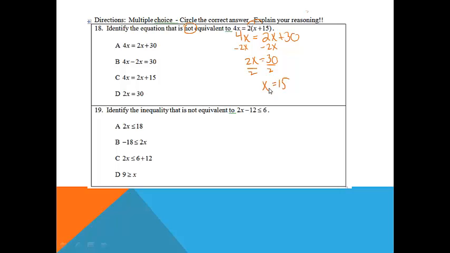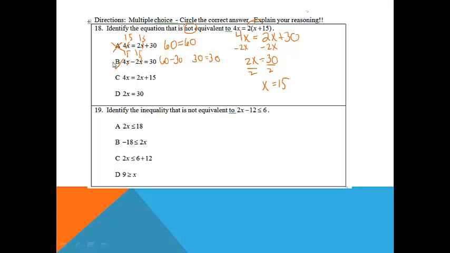So now I'm going to test that in here and find which one doesn't work, because it said not. If I put 15 in for my x's in the first equation, I'm going to get 60 equals 2 times 15 is 30, 30 plus 30 is 60. So that one works, so no good. Next one, put 15 in for both of the x's. I'm going to get 4 times 15 is 60, minus 15 times 2 is 30. That gives me 30 equals 30.